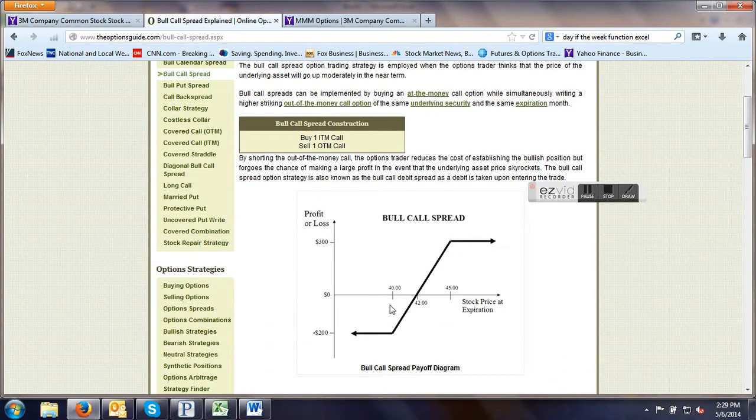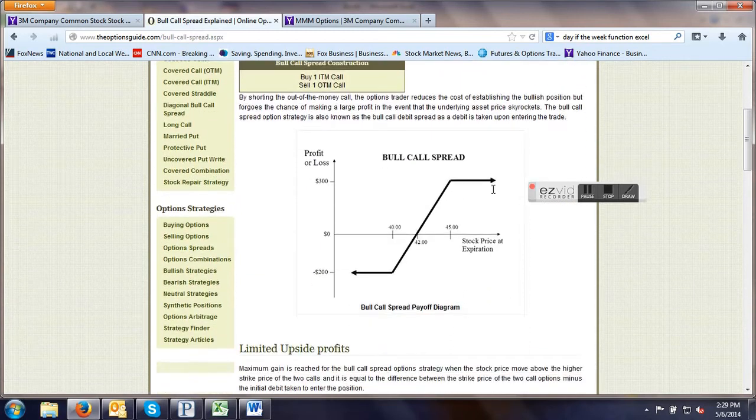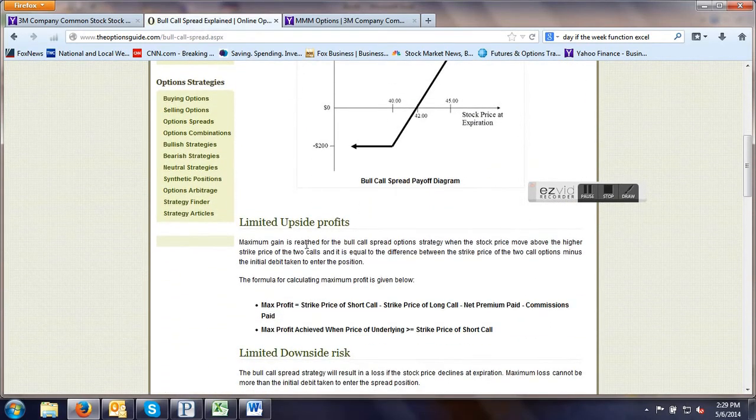The idea here is that we're going to be long on an option here at the low strike price, and then we're going to sell an option here at the high strike price. And by selling this option at the high, it's going to reduce our net exposure. The basic idea is you want to buy an at-the-money call option and simultaneously write some higher strike priced call option for the same security in the same month of expiration.